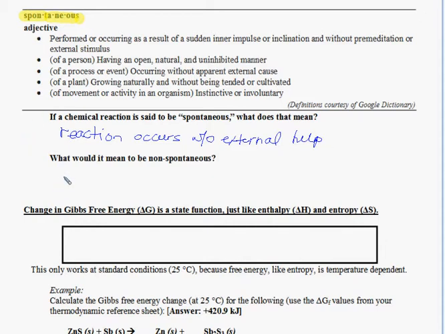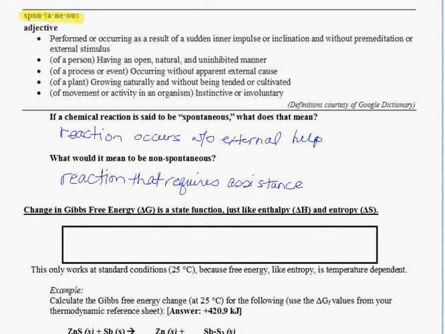Non-spontaneous, therefore, is a reaction that requires some sort of assistance. And so maybe that means that you have to physically continue to add a chemical. Maybe it means that you have to plug it in order for it to work. Maybe it just means that you've never seen it react because that particular reaction is not spontaneous.